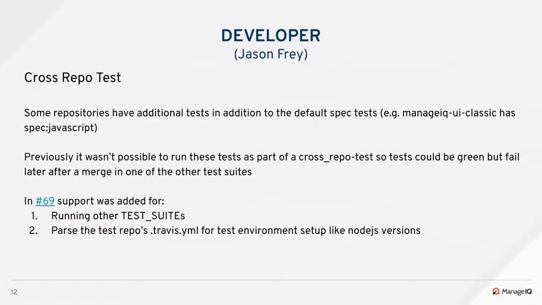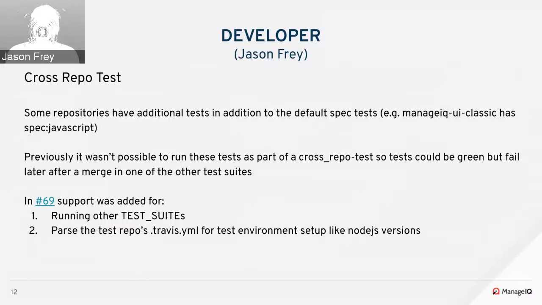Hey, on the developer side, Adam did a ton of work on our cross-repo tests. He changed it so that repositories could pass a test suite environment variable. And he tweaked some of the repos that were inconsistent in that way. And so by passing a test suite environment variable, he was able to trim down all the Travis YAMLs to make them consistent across the board, allowing cross-repo to run tests that weren't only Ruby, but they could run other things like Node.js tests or ManageIQ UI service.